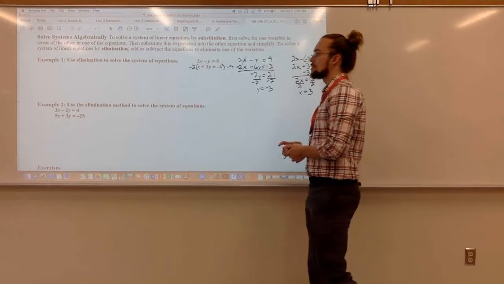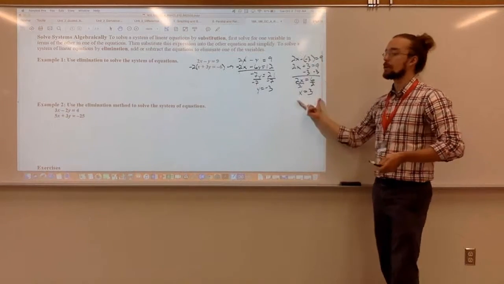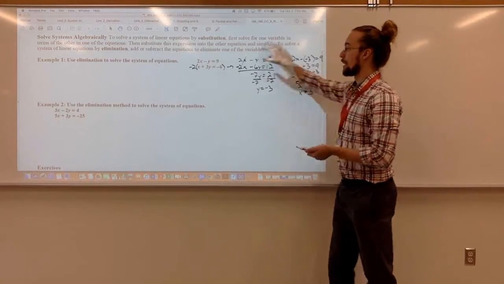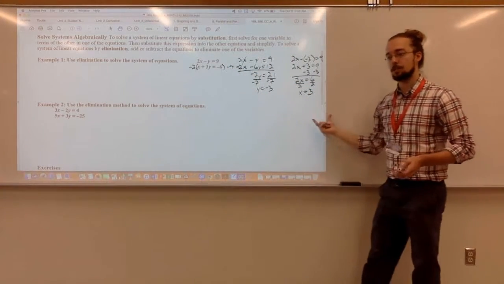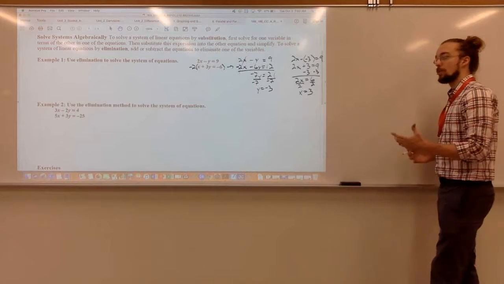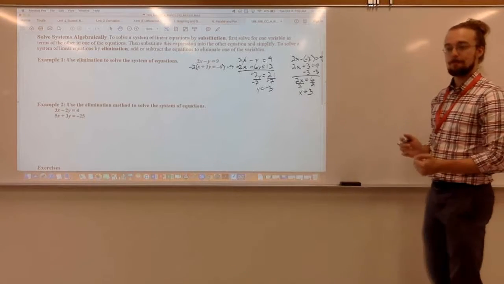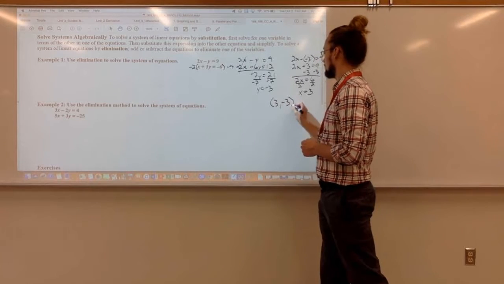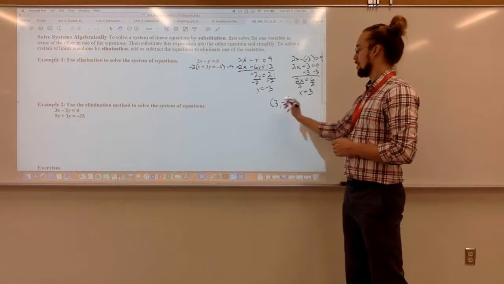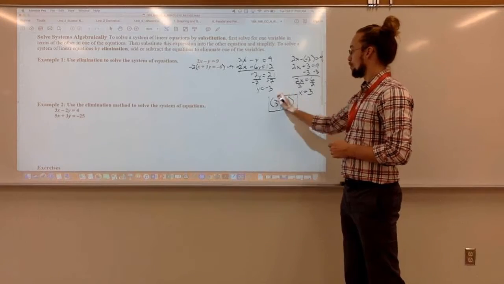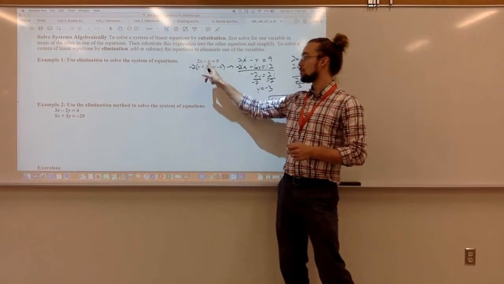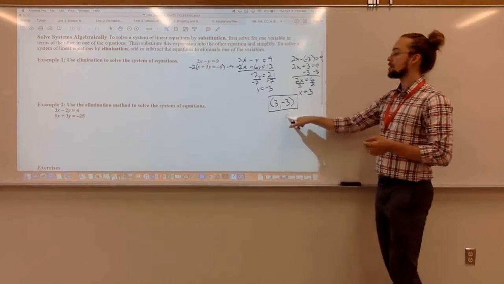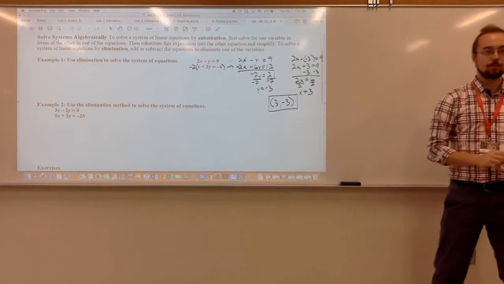So it's kind of similar to substitution, especially the final step. Like once we solve for one of the variables, we'll have to plug it back into one of the equations to get the other one. So what is my final answer here? 3. Right, the coordinate point, 3, negative 3. Exactly. X, then y. So what we just found is that these two lines, remember these are just equations of lines, intersect at the point 3, negative 3.